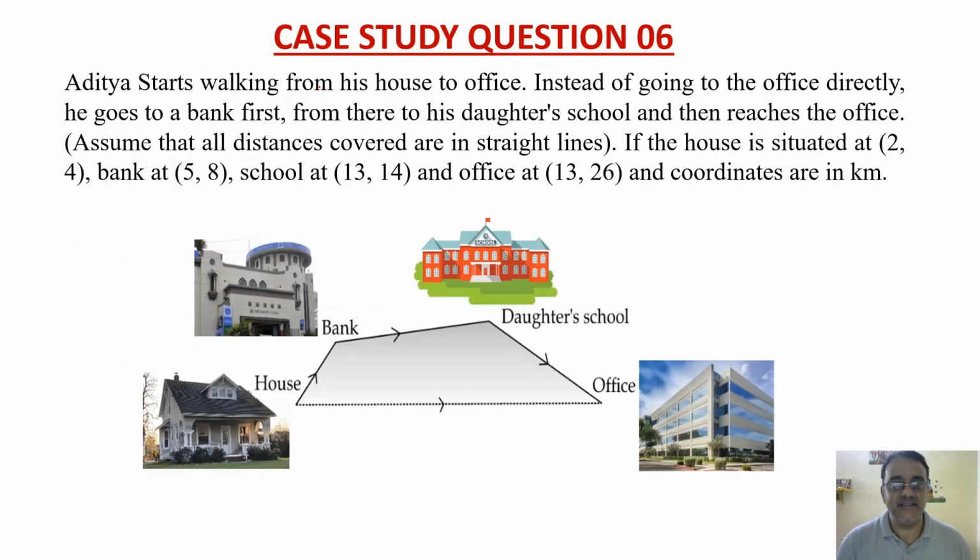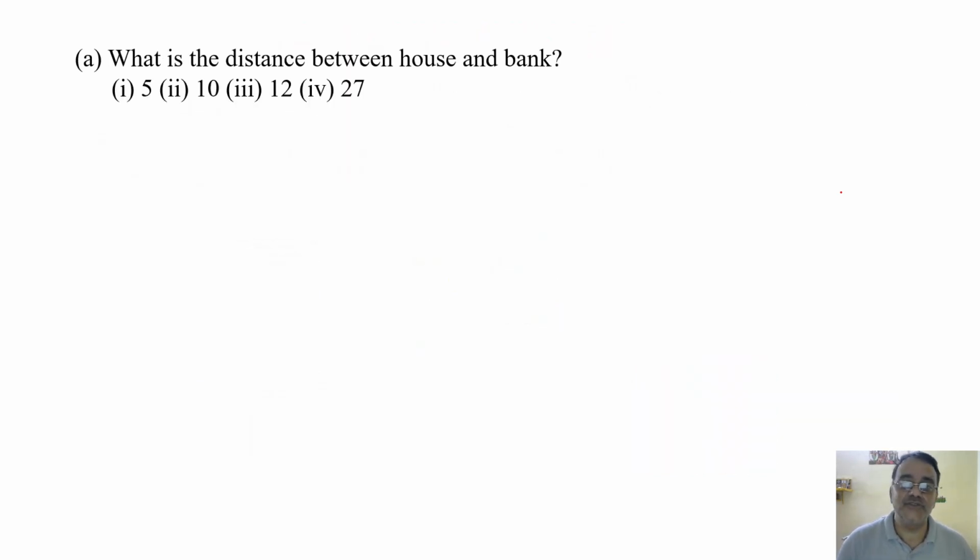Case study question number 6. Aditya starts walking from his house to office, यहाँ से यहाँ तक. Okay. Instead of going to the office directly, he goes to bank first, and then his daughter's school, then reaches the office. Assuming that all the distances covered are in a straight line, if the house is situated at 2, 4, bank at 5, 8, and school at 13, 14, and office at 13, 26, and the coordinates are in kilometer. Okay. So what is the first question? What is the distance between house and bank?